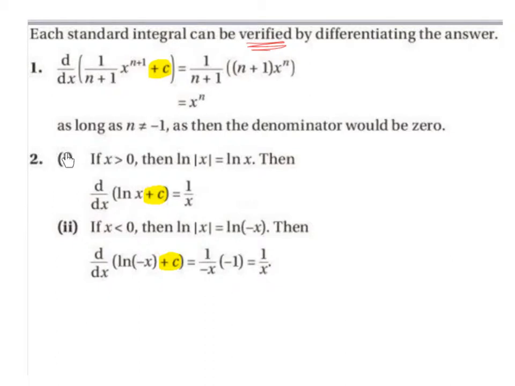Number 2, part 1. If x is greater than 0, then ln of the modulus of x is equal to ln x, the natural log of x. Then d/dx of ln x plus c is equal to 1 over x. And part 2, if x is less than 0, then the natural log of the modulus of x is equal to the natural log of minus x. Then d/dx of ln of minus x plus c equals 1 over minus x times minus 1, which gives us 1 over x.